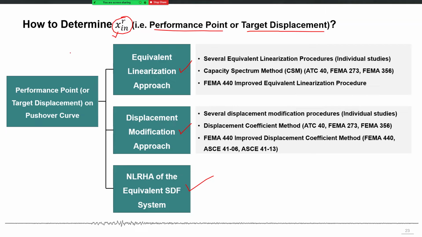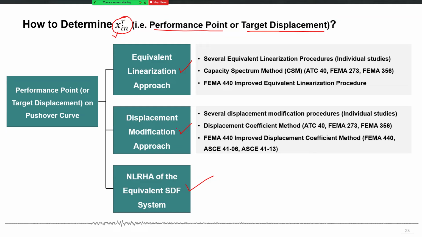So you already have the response spectrum of your site, which is representative of your future earthquake. That spectral acceleration will give you a spectral displacement. So you already have the spectral displacement of your specific site. That elastic spectral displacement can be modified by some empirical factors to convert it into inelastic displacement. And that inelastic displacement will serve as our performance point or target displacement.